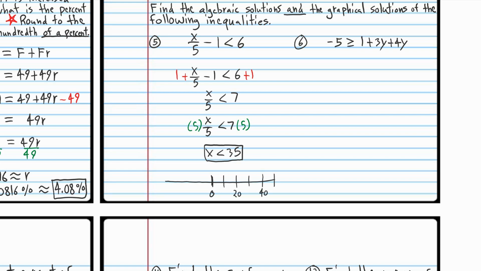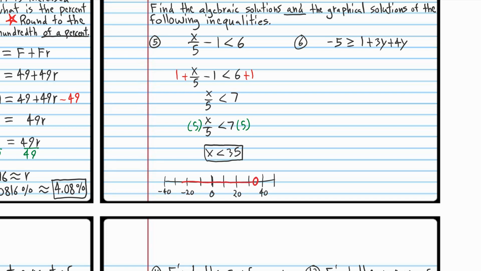And you don't have to label each one of these divisions. Don't waste your time labeling every one. You can just skip. All right, so x is less than 35, and we need an open circle because it's not less than or equal to, it's just less than. So we need our open circle here.